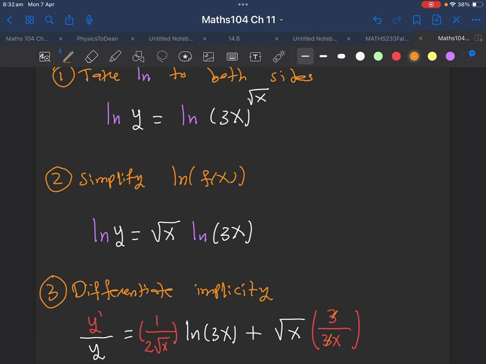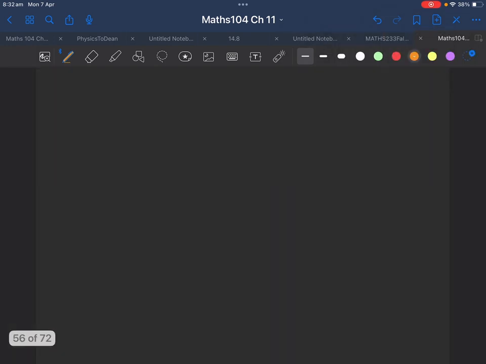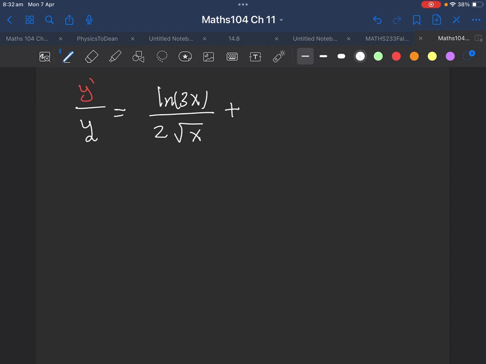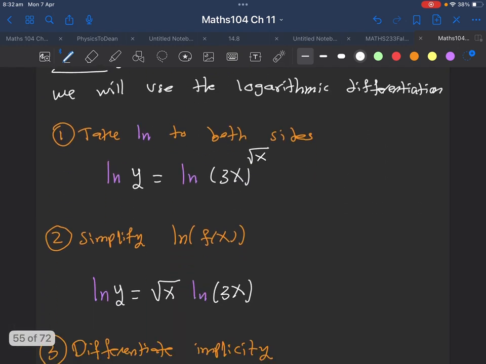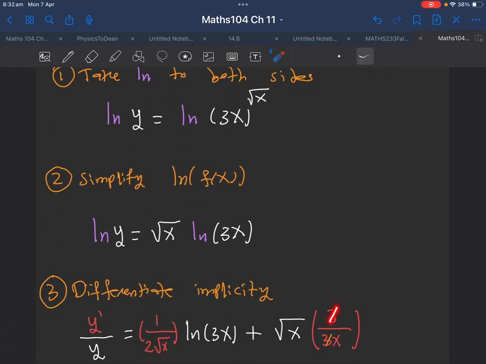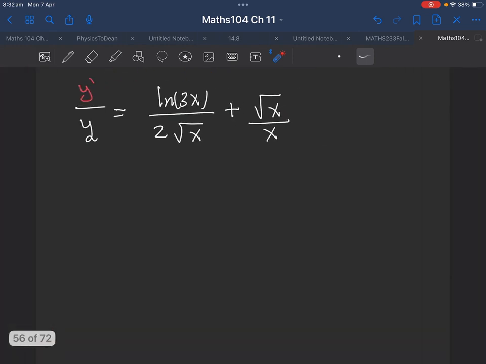Let me just write this one in a better way, and then we continue with it. So here we have y prime over y equals ln 3x divided by 2 square root of x, plus square root of x divided by x. Why is that? Because 3 with 3 get cancelled. I have only root x and x. For me, just keep them like this. Don't try to simplify it further.